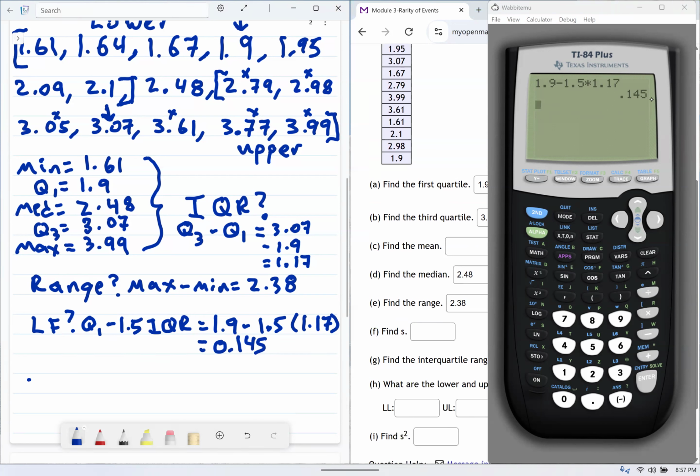To find the upper fence, I'm going to take Q3 plus 1.5 times the IQR.